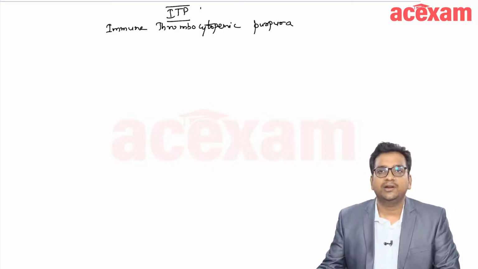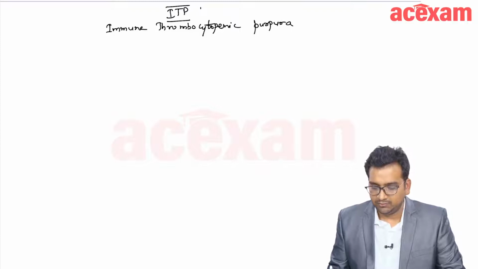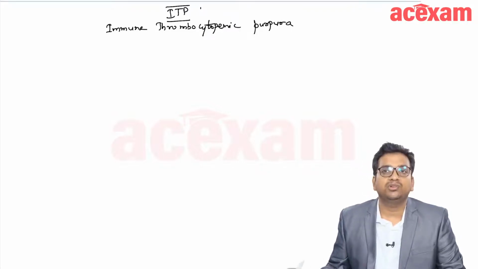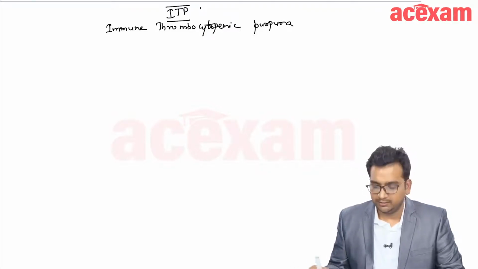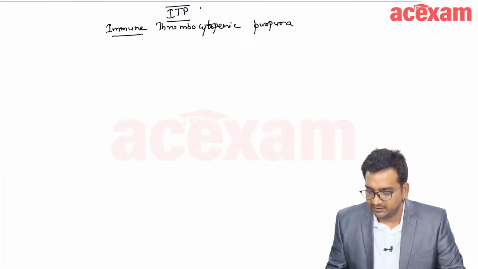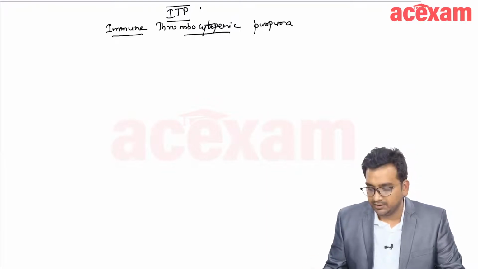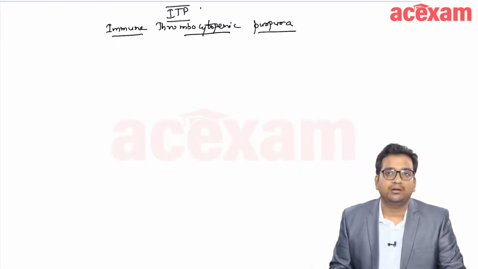Now, next we are going to discuss ITP. ITP is now called immune thrombocytopenic purpura. Okay, so it is associated with autoantibodies, and there is presence of thrombocytopenia, that is decrease in platelet count, and there is presence of purpura.